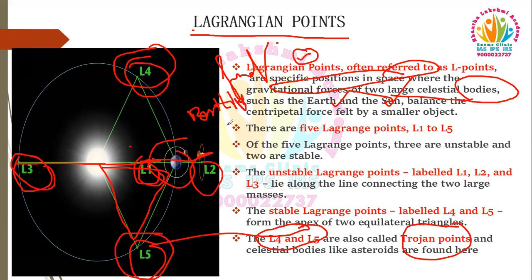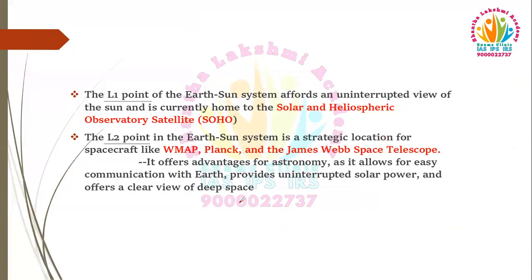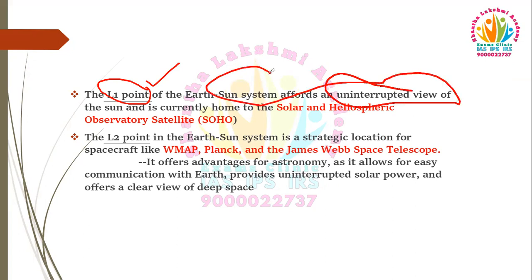So let us study in detail about the L1 point. We placed the Aditya L1 mission at the L1 point because here we have the advantage of a continuous view of the sun, and it helps us in observing the solar weather in real time. It is also currently the home to the Solar and Heliospheric Observatory satellite.